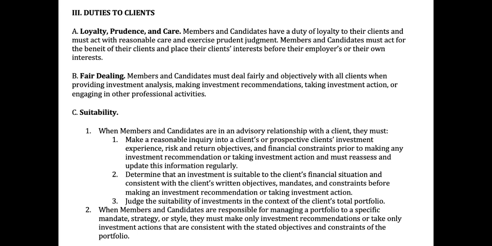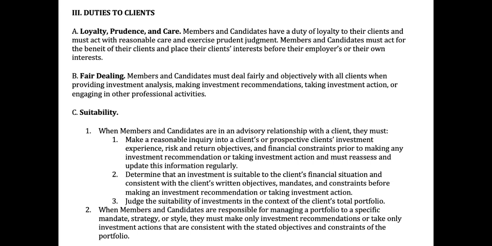C. Suitability. 1. When members and candidates are in an advisory relationship with a client, they must: 1. Make a reasonable inquiry into a client's or prospective client's investment experience, risk and return objectives, and financial constraints prior to making any investment recommendation or taking investment action, and must reassess and update this information regularly. 2. Determine that an investment is suitable to the client's financial situation and consistent with the client's written objectives, mandates, and constraints before making an investment recommendation or taking investment action. 3. Judge the suitability of investments in the context of the client's total portfolio.